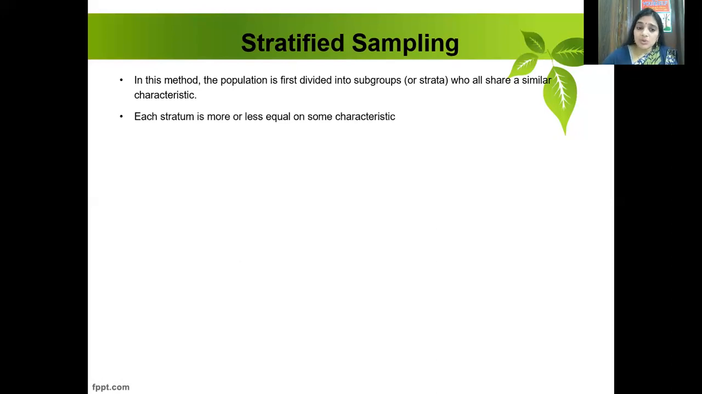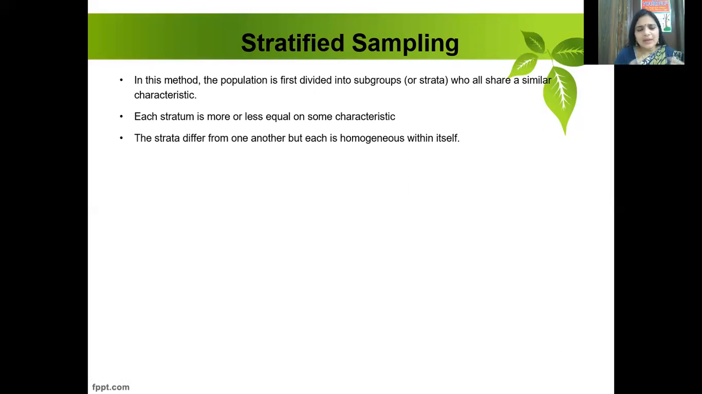Each stratum is more or less equal on some characteristic, maybe on the basis of income, or maybe on the basis of age, or maybe on the basis of some other attributes, or maybe their attitude level, right? So we will be dividing them on the basis of some characteristic. The strata differ from one another, but each is homogeneous within itself. People who have been divided into different strata are different outside the group.